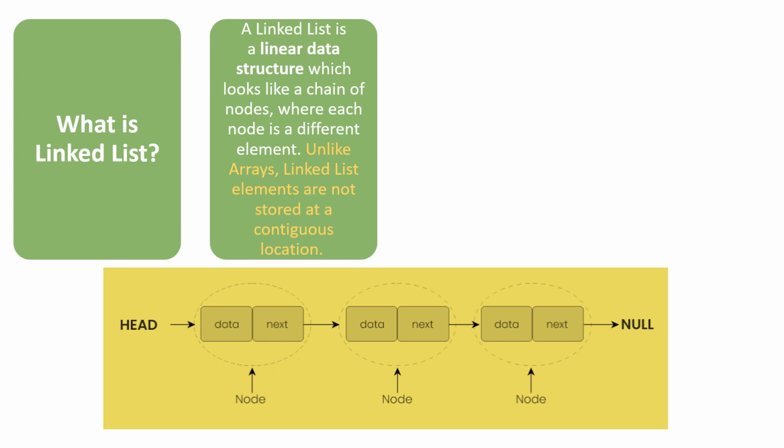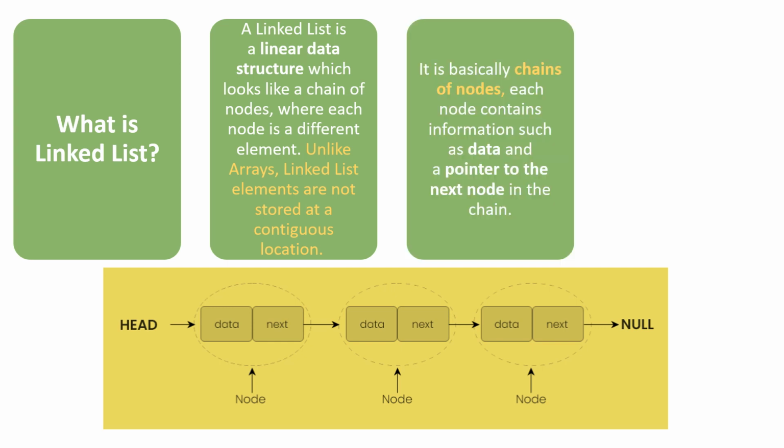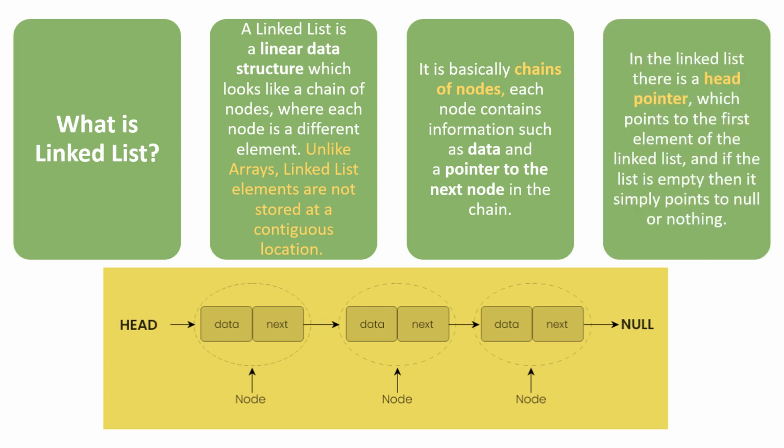Unlike arrays, linked list elements are not stored at contiguous locations. So it is basically a chain of nodes where each node contains information such as data and a pointer to the next node in the chain. In this linked list, there is a head pointer which points to the first element of the linked list, and if the list is empty, then it simply points to null or nothing. So this is about the linked list, which is a series of nodes which contains data and a pointer.